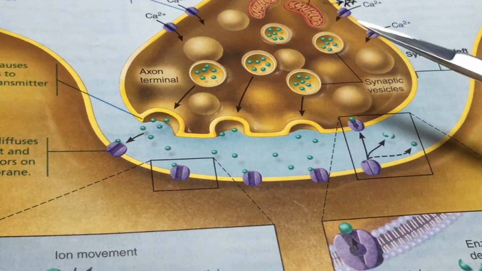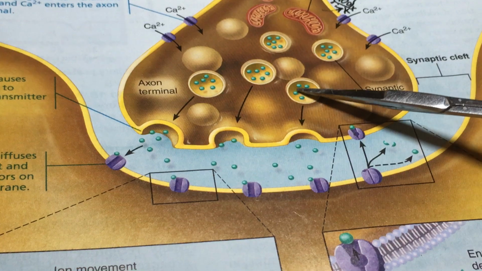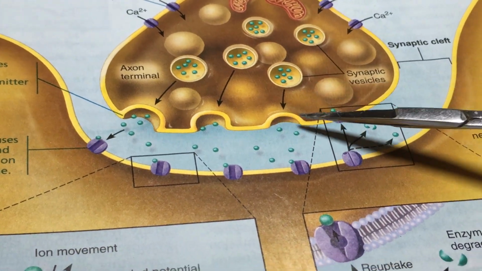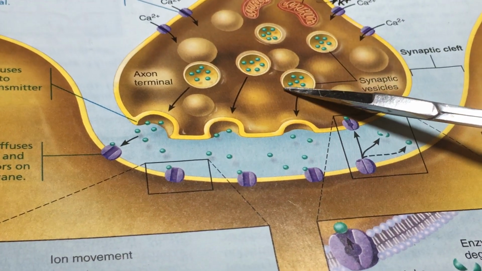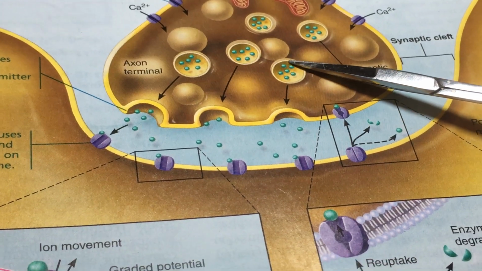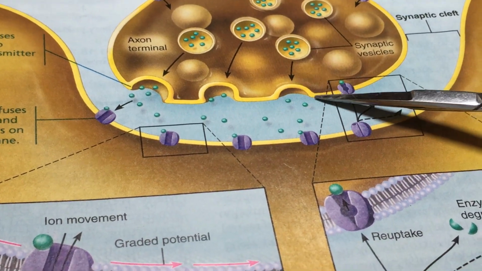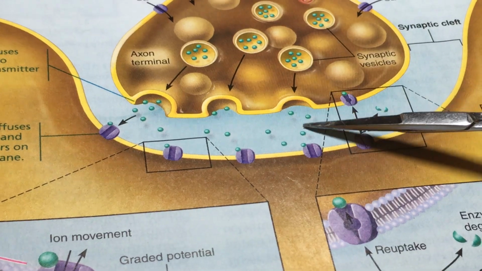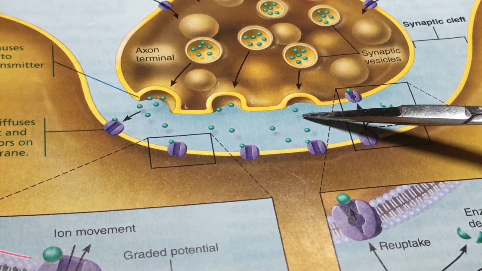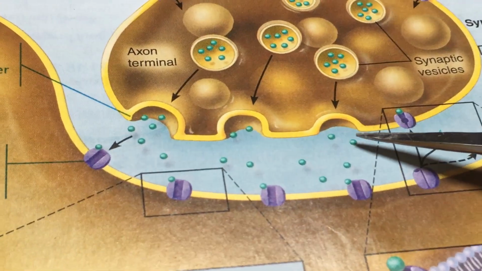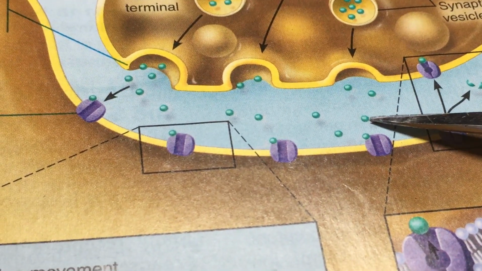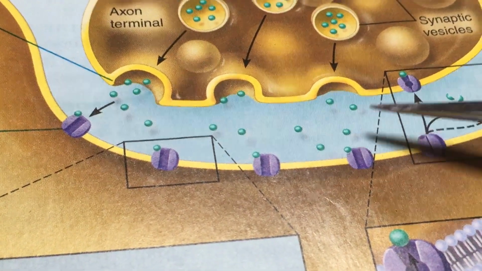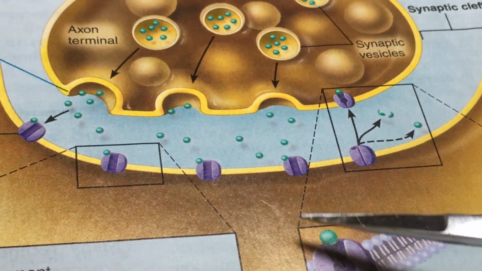Okay, we have a little fluid in here. When these things reach this membrane, the vesicle membrane right here is going to merge with that membrane, and it's going to open up, and the neurotransmitter is going to flow. The little green spheres here are referred to as the neurotransmitter, the most common of which is acetylcholine.